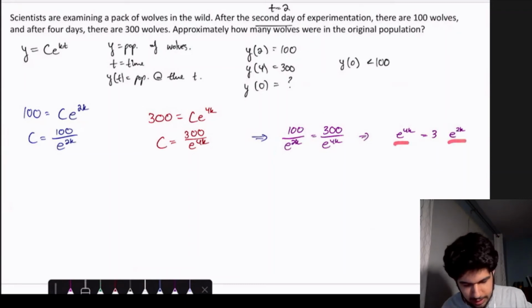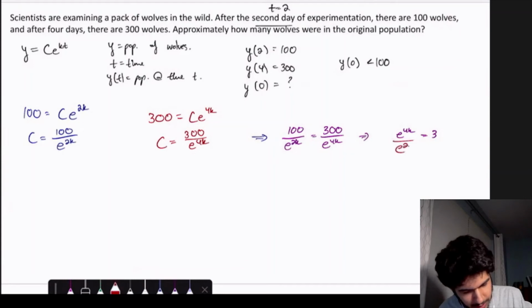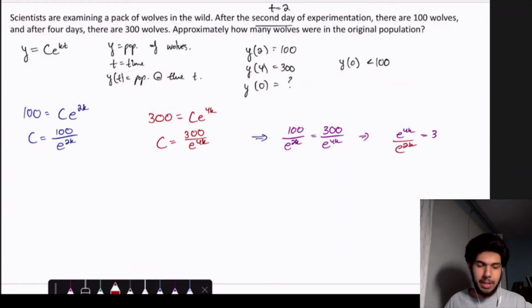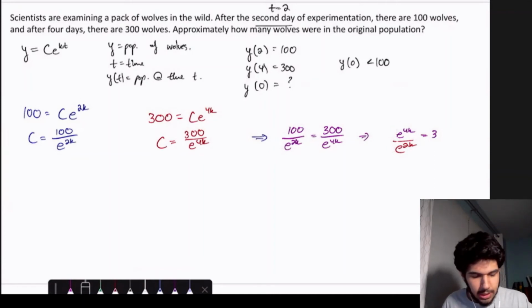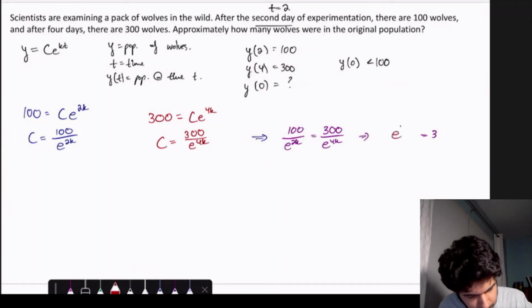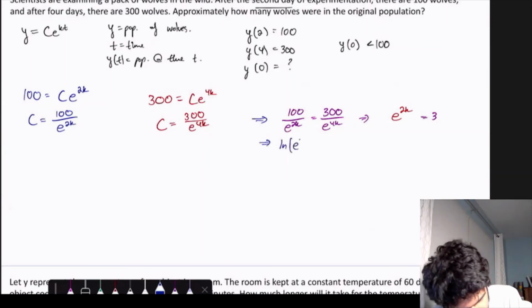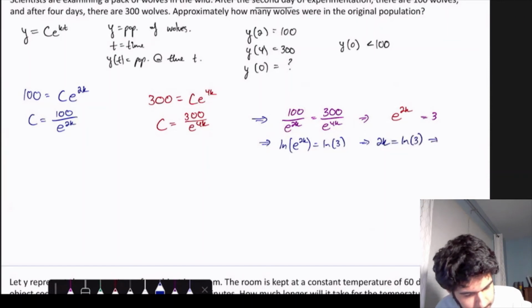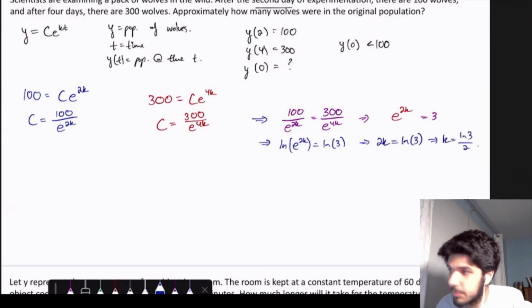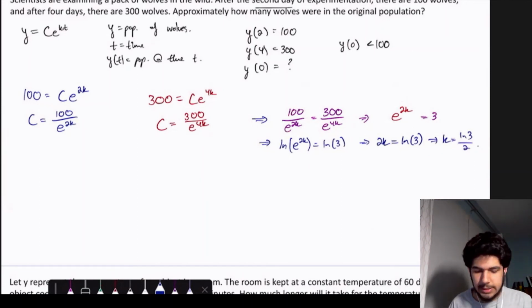And then divide both sides by e^(2k). So I'll get rid of this on the right-hand side. This is e^(2k). And then it's the same base, we have e on both, so we subtract the exponents. And we're left with e^(2k) equals 3. So we can solve for k. Take the natural log of both sides. ln of e^(2k) equals ln of 3, which means 2k equals ln of 3, and k equals ln of 3 divided by 2. So that's our first constant.